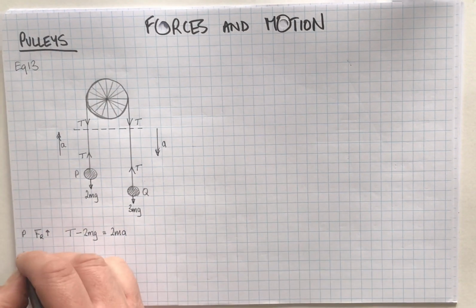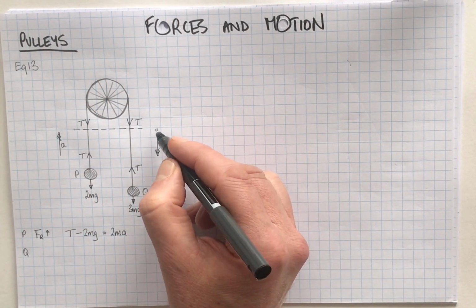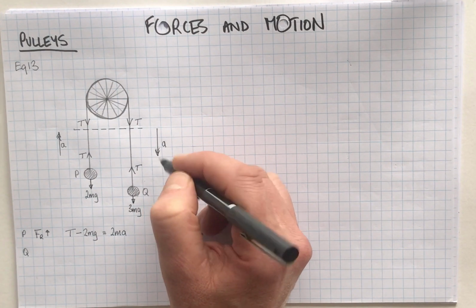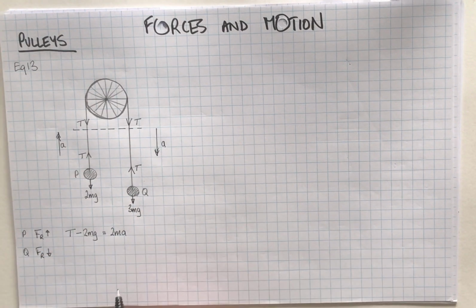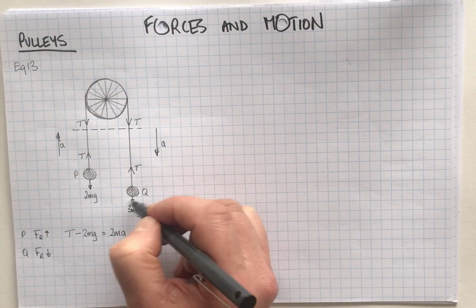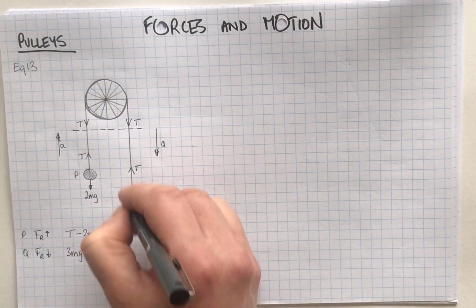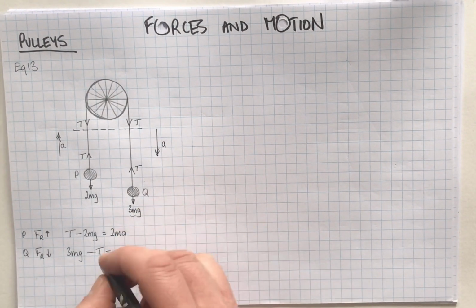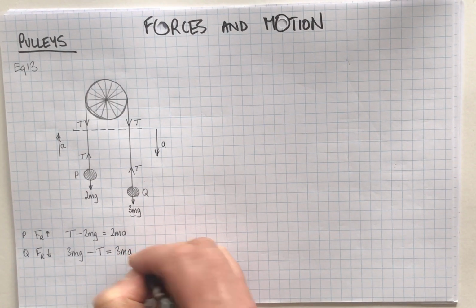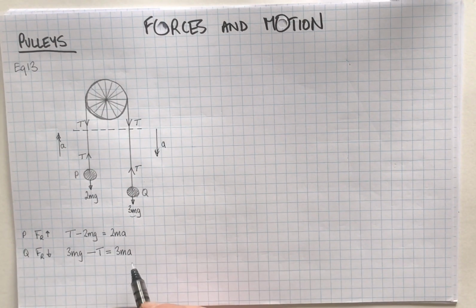That's for P. Let's consider Q. Now, because the motion is going this way, I'm going to consider downwards as positive. So, resultant force downwards for Q. Well, this is now positive, so 3mg is the force downwards, take away the tension going upwards, is mass times acceleration, 3m times a. So that's how we can write our equations of motion, and we can now use these to find out what a is.